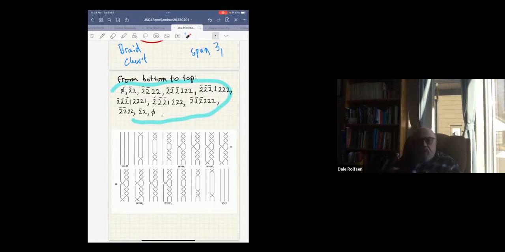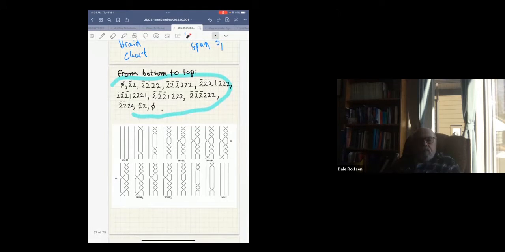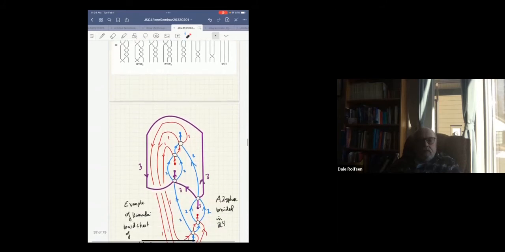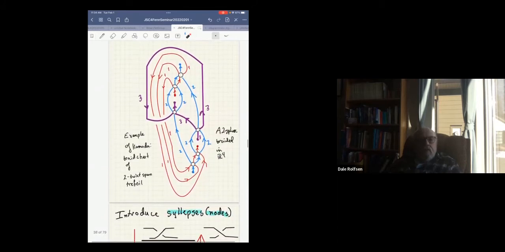We could, but I won't, we could actually color these different arcs to see that it indeed is knotted. This is another marvelous example of Kamada's. This is the braid chart for the 2-twist spun trefoil. It involves 4 strings, 4 sheets, and there are 1, 2, 3, 4, 5, 6 simple branch points.